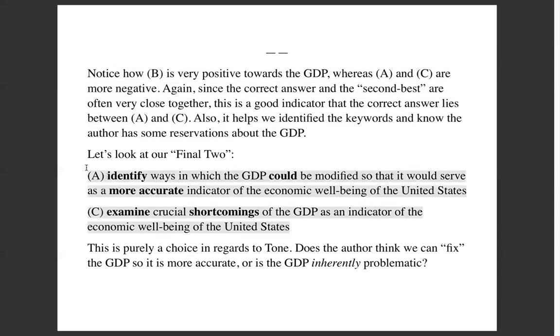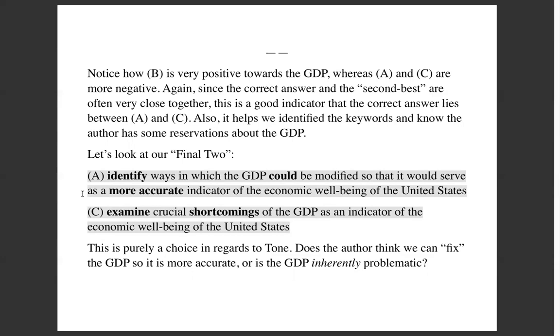All right, and here's where it gets hard, right? It's challenging on this. You're between A and C. They both have a negative attitude towards the GDP. And so you have to really, really get into where the differences lie, right? A says we're basically here to identify ways the GDP could be changed so that it's more accurate, right? Which would imply the author thinks that currently the GDP is accurate. It just needs to be more accurate, that we could make it better.